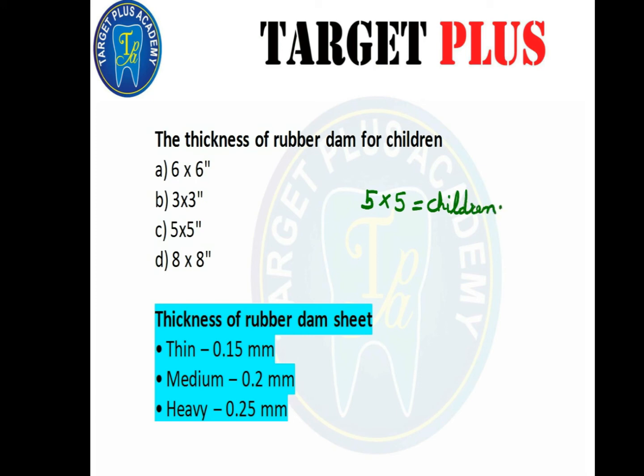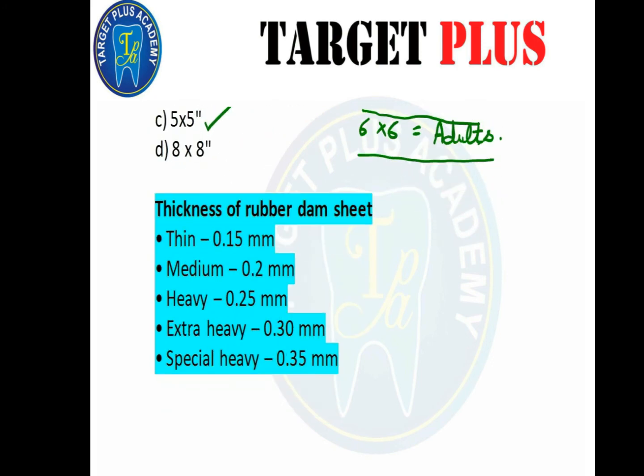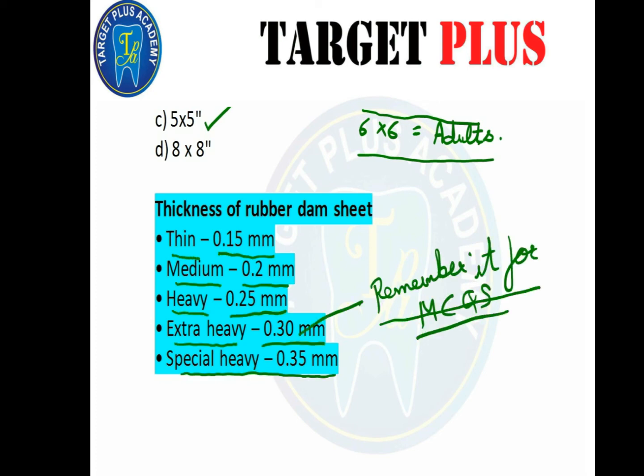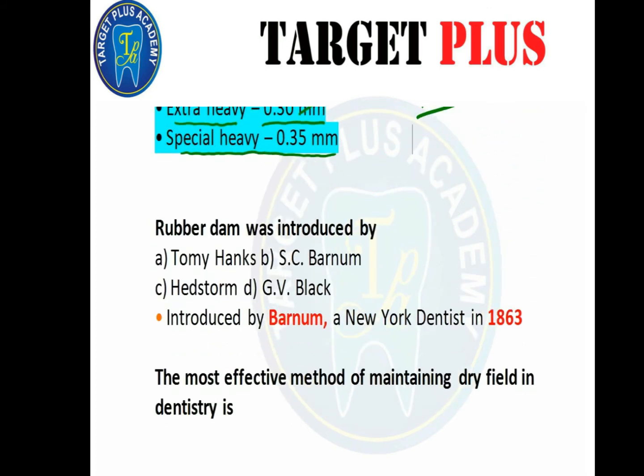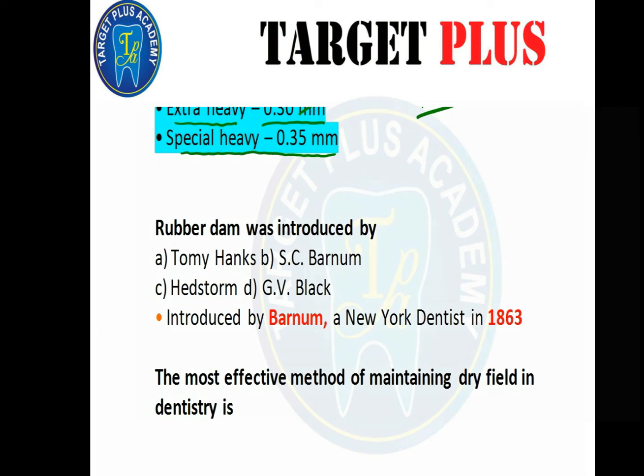Now we discuss the thickness of rubber dam sheet, which can be thin, medium, heavy, extra heavy, or special. Again, you have to remember this for the entrance exam. Now, rubber dam was introduced by S.C. Barnum, a New York dentist, in 1863.